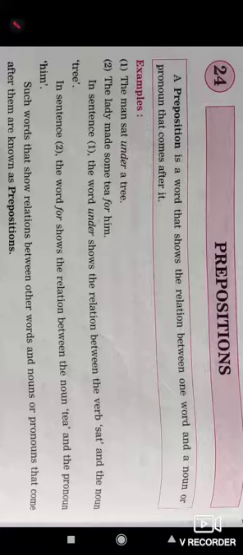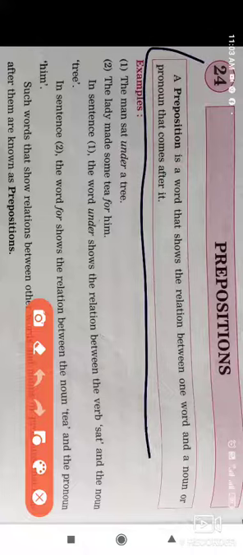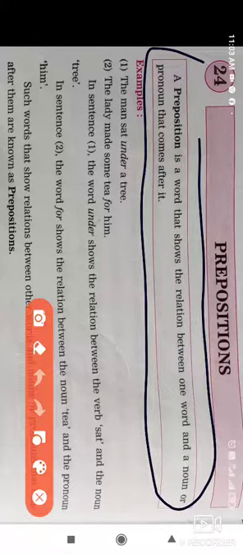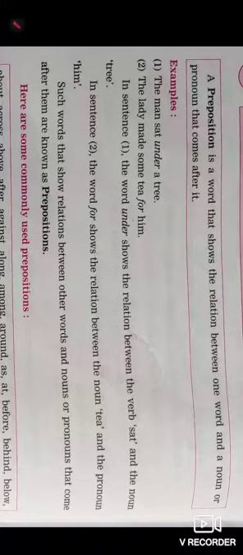Okay, so first let us have a look at the definition. This is an important definition, it may come in the exam. A preposition is a word that shows the relation between a word and a noun or a pronoun that comes after it. So the preposition in the sentence comes before a noun or before a pronoun. So this is the definition of preposition. Let us understand with the help of examples.